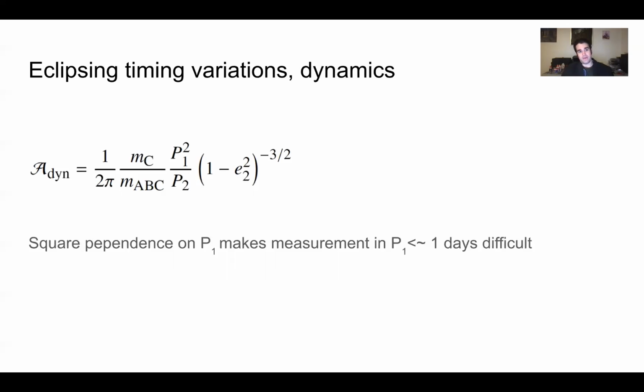The other effect is the dynamical interactions between the different bodies in the system, and this is a combination of different orbital elements of both the close-in binary and the tertiary. But it can be simplified just in terms of the period of the close-in binary and the tertiary, where we can see that you have a square dependence on the period of the primary, such that for periods less than 1 day, it makes the detection of this dynamical effect more difficult.